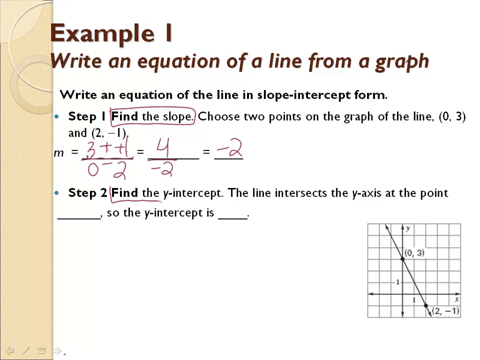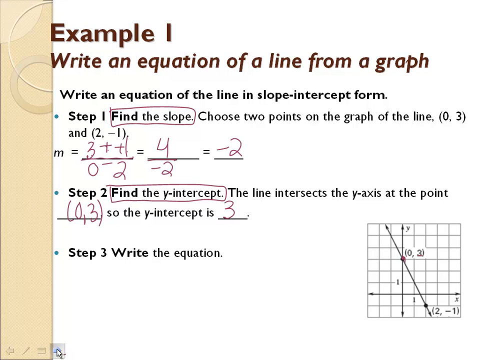Step 2 is always going to be to find the y-intercept. This one is pretty easy because we've got a graph and we can see that this line intersects the y-axis at this point right here, 0, 3. So the y-intercept is just 3, because we use the y-coordinate of that point.